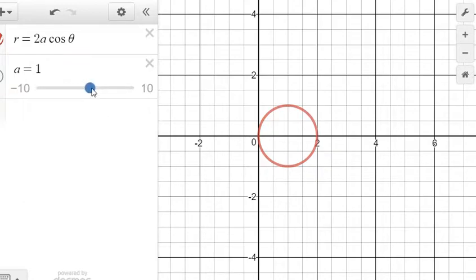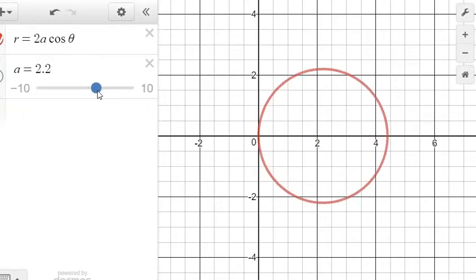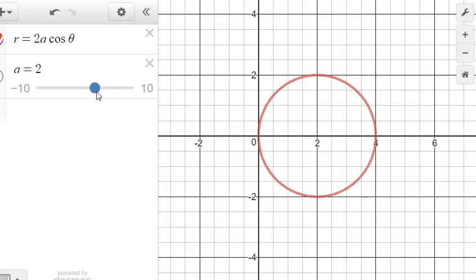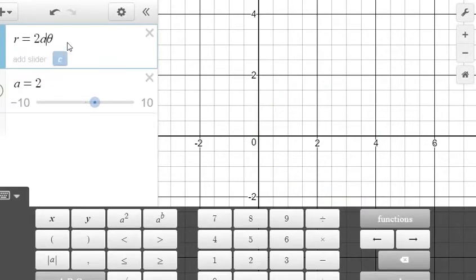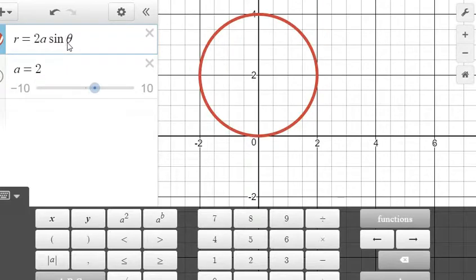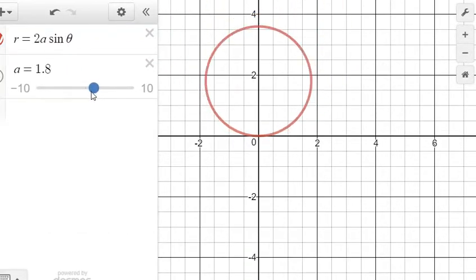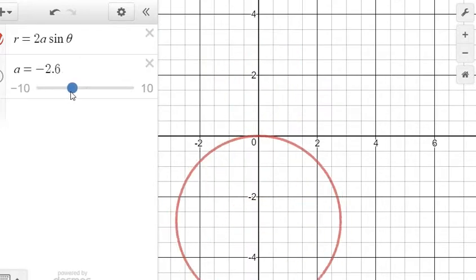Now if I change a, what happens? Well, it changes the size of the circle. So let's pick 2. Now 2 is the center of our circle, and that center is right on the positive x-axis. If I had made this a sine theta, then this is going to be on the y-axis. So let's do sine theta, and there you go. Same kind of thing. You can make it bigger or smaller, or hey, let's go negative. Whoa. So you can do lots of things with this.